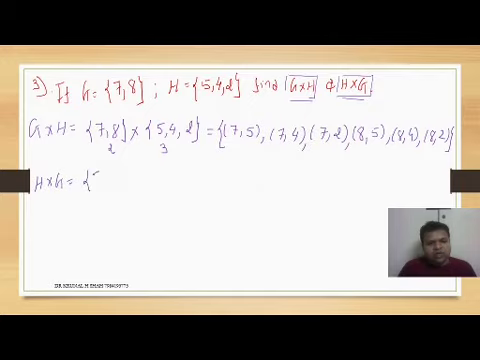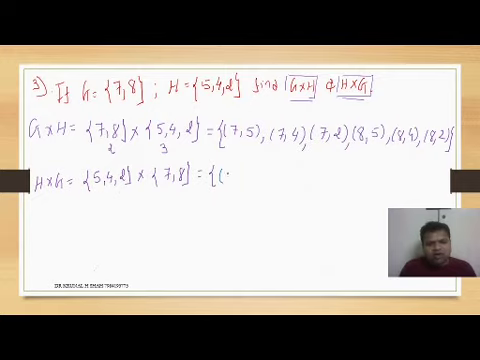So H equals to {5, 4, 2} cross {7, 8}. Again 6 elements are there. So we are starting with 5. Here the first element is 5, so I am going to start with the 5. 5 से start कर रहा हूँ.